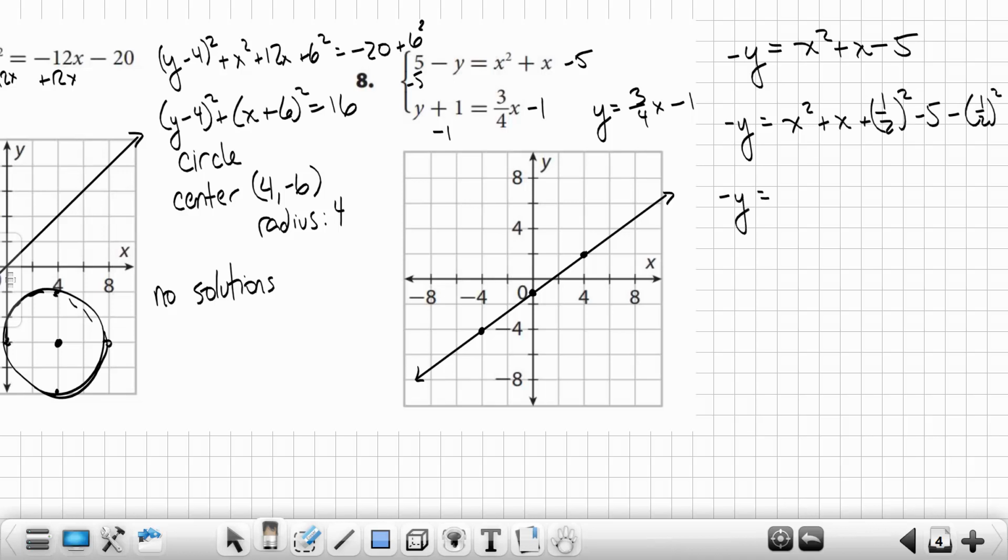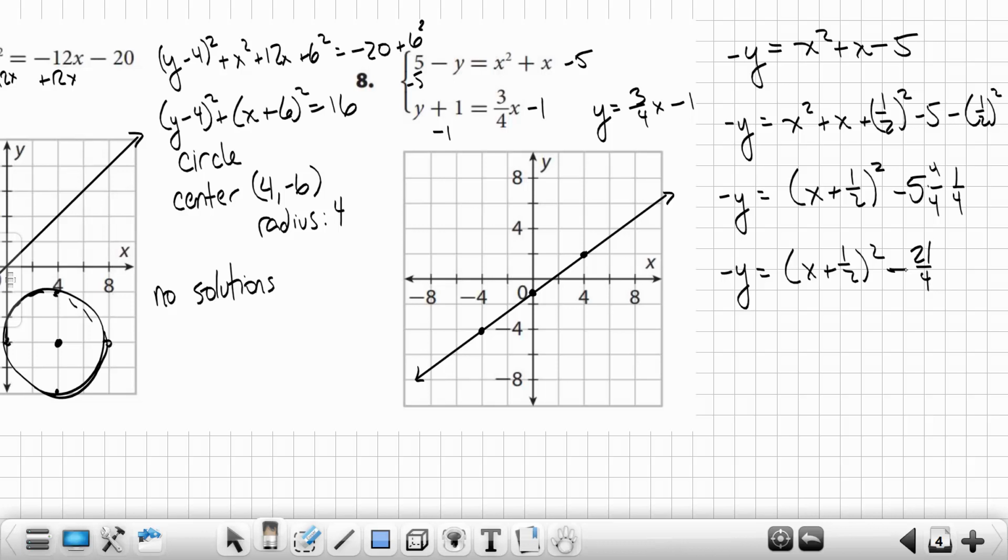Negative y is equal to, this is now a perfect square, x plus 1/2 squared. And we have minus 5 minus 1/4. Now we're going to have to get a common denominator of 4 over 4. So we're going to have negative 21/4 here in a second. So I have negative y is equal to x plus 1/2 squared minus 21 over 4. This is an extension problem.